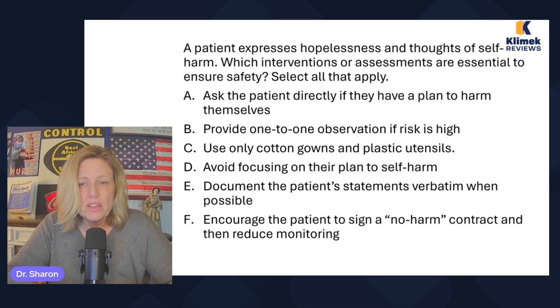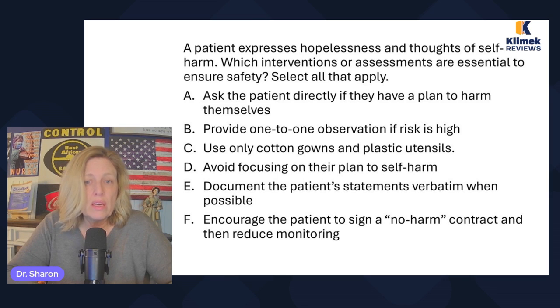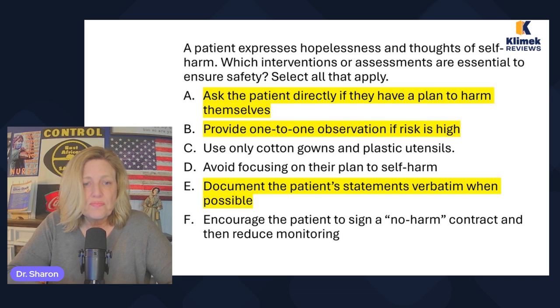That's a good answer. Encourage the patient to sign a no harm contract and then reduce monitoring. No, we don't do that. We assess their risk and then we intervene as needed, and we can do one-on-one continuous observation if needed, like get a sitter if they need to. So those are the correct answers.